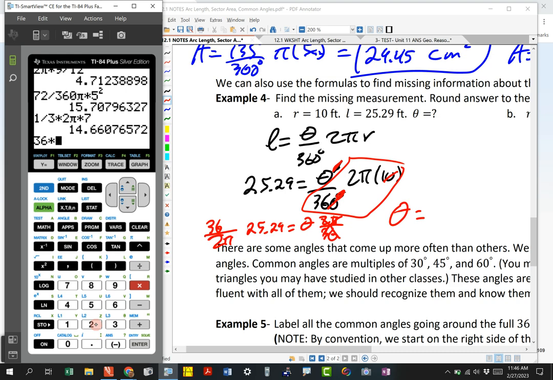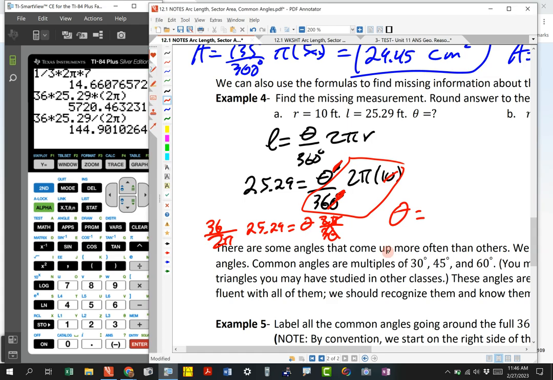So 360 times 25.29, and we're going to divide that by, make sure the 2 pi goes in parentheses if you do this. If you don't put it in parentheses, you're not going to get the right thing. Is there any way that can be the right answer? I don't think so. What did I do wrong? You have to divide by 2 pi. Yeah, I just hit the wrong button, which happens all the time on here. 144.90 degrees.